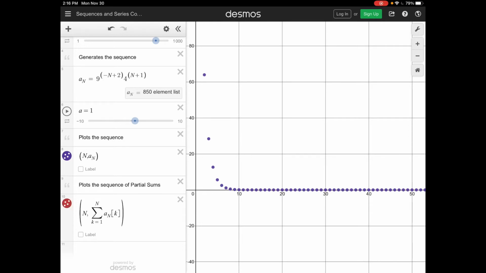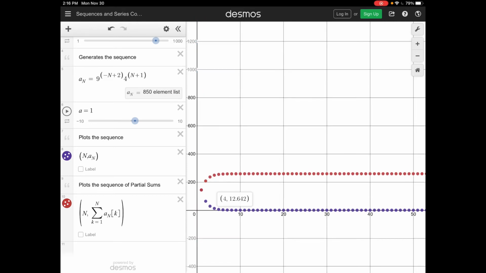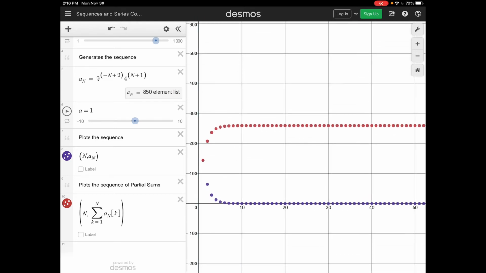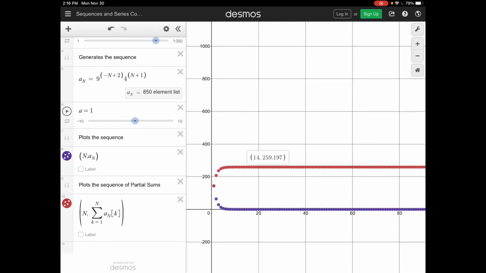So let me turn it on here in red, and I need to zoom out a little bit to see what is happening. Here in red, notice how it flattens out. As we work our way to the right, adding more and more terms together, the sum is getting really close to 259.2. So we see that it converges, and that the sum is approaching 259.2. Well, how can we get that? By using the geometric series test.